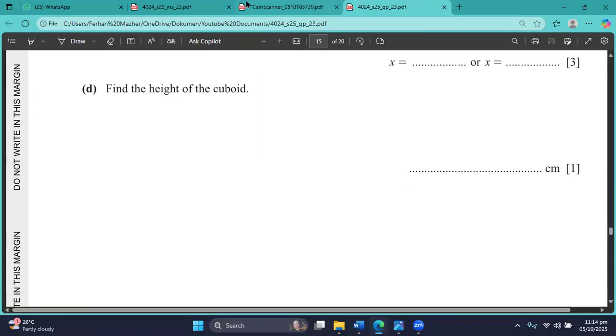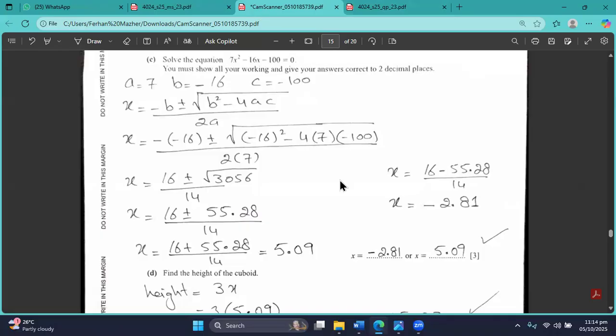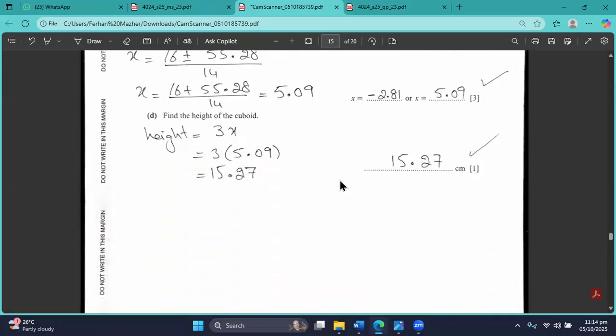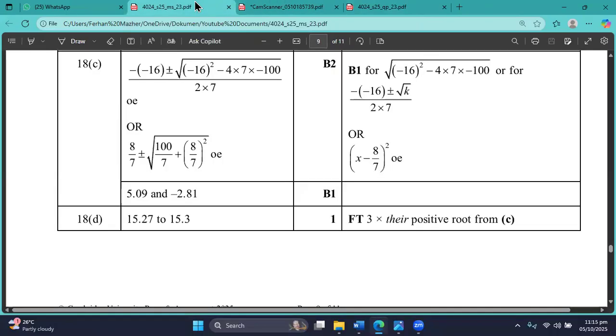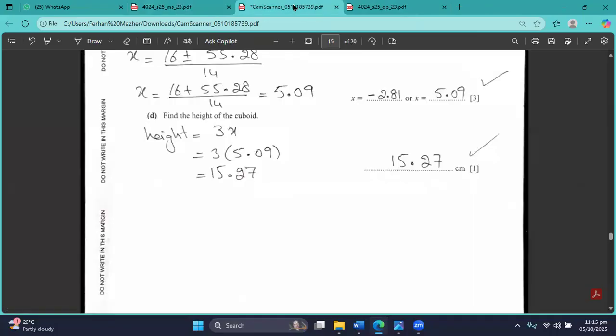Now D part, find the height of the cuboid. The height of the cuboid we suppose is 3x. This cannot be the value of x in that case because it's negative. So for x we will take 5.09. So 3x will be 3 into 5.09, and that will be 15.27. So 15.27 centimeter is the height of that thing. So 15.27 is the right answer, sir. This is how this is done.